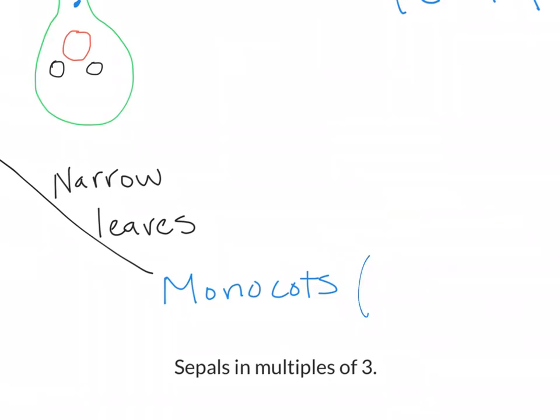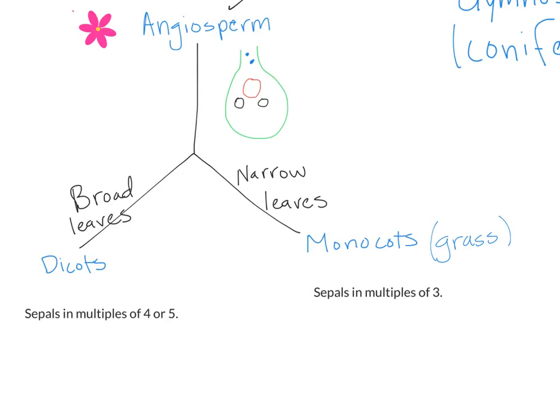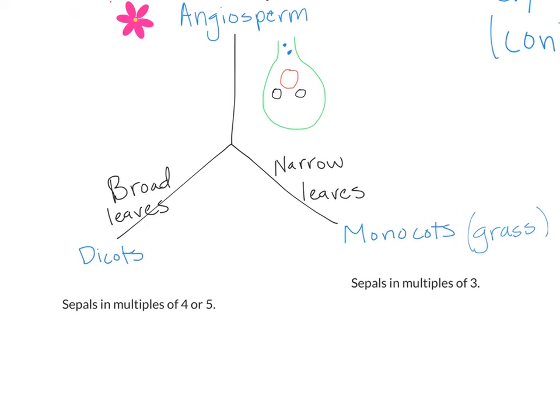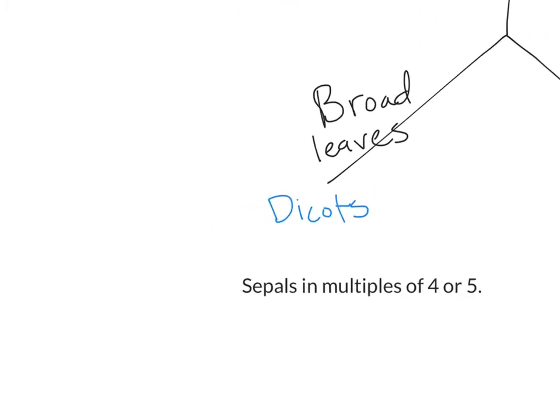So when you think of a monocot, you should just think of grass, like the grass that grows in your yard. That's the most common example of a monocot. It's very narrow, and we'll talk about some other characteristics of them later. Whereas dicots are things like trees.